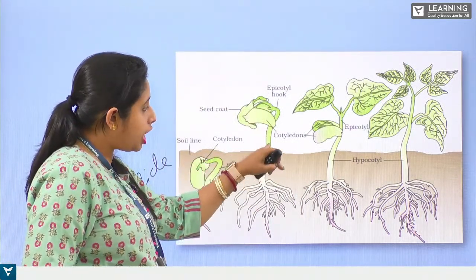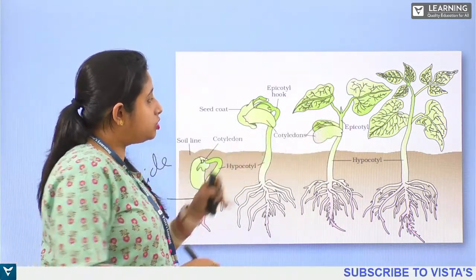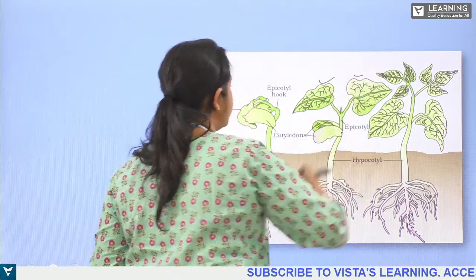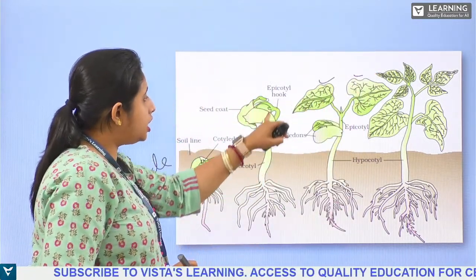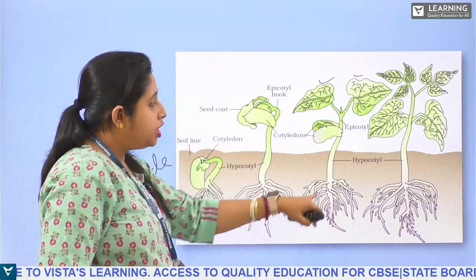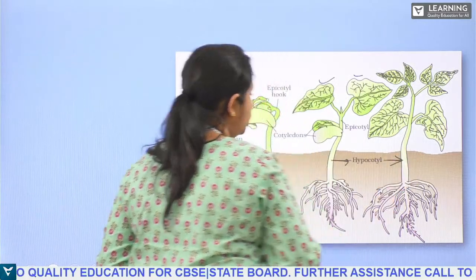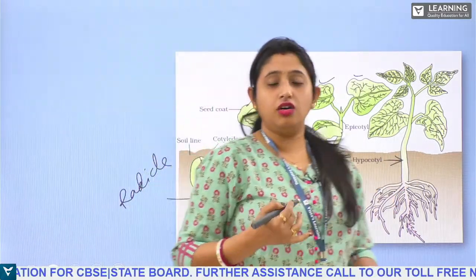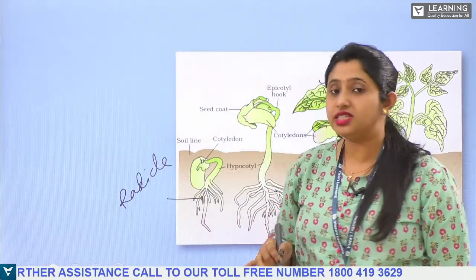From the plumule, what happens? You will see the cotyledons, from where the leaves will be coming out. See here, the leaves are coming out from the cotyledons. This is the epicotyl hook, and you can see this part is called the hypocotyl of the plant. This is how the growth is happening in case of a plant from the germinating seed.